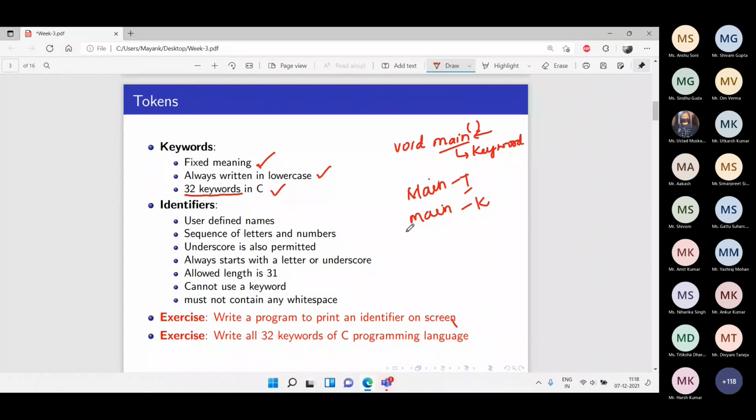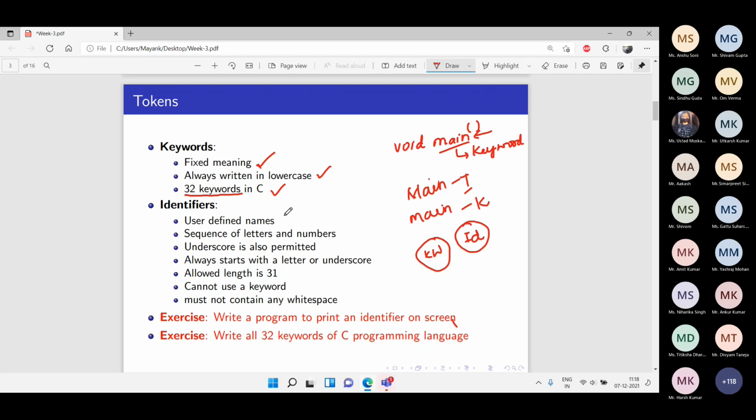Okay, so except those 32, if you write some 33rd name, which is all in small letters, but is not in the list of 32 keywords, then the compiler will not consider it a keyword. It will be considered an identifier. So we can say these are two different sets if we studied set theory. Two disjoint sets, known as keywords and identifiers. So a keyword cannot be an identifier and an identifier cannot be a keyword.